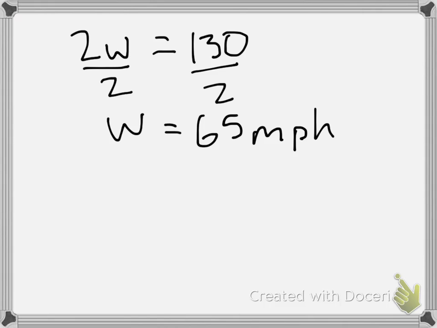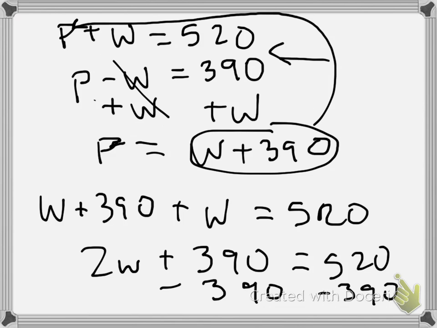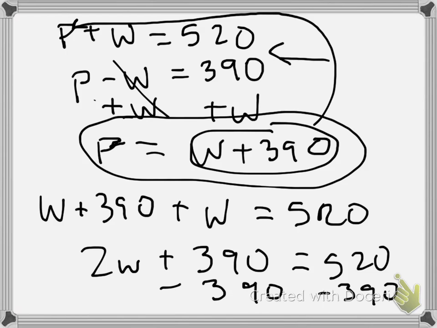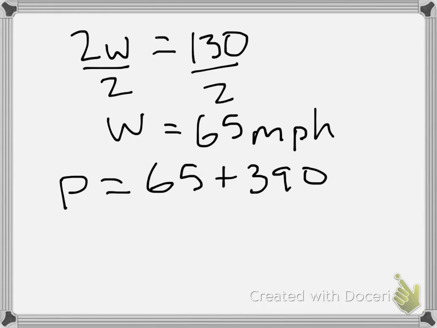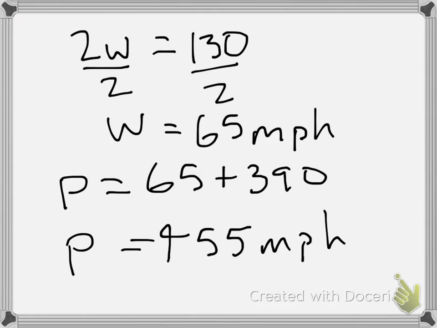Well, we're not done, because we were actually asked for 2 things. We were asked for the speed of the wind, and we were asked for the speed of the plane in still air, which is our p-value. So we're going to need to substitute this 65 back into either one of these equations. Again, a really nice thing about substitution is you already have this equation right here, which is already solved for p, right? So let's take that w value, that 65 that we've got there, substitute it into that equation, and get our p-value. So we'll just plug it in like so. 65 and 390 is going to give me 455. And there's my speed of the plane in still air. Those are the 2 pieces of information that I need. I've got it.